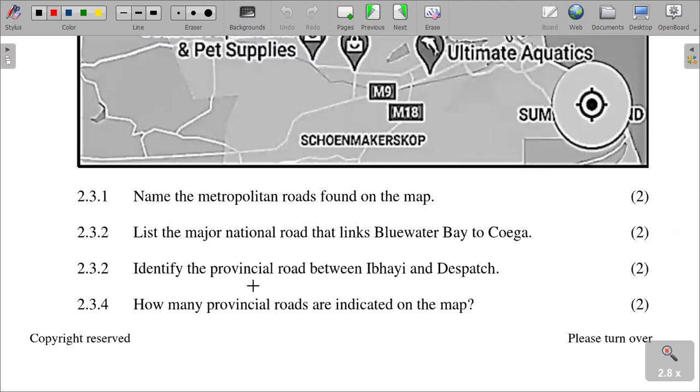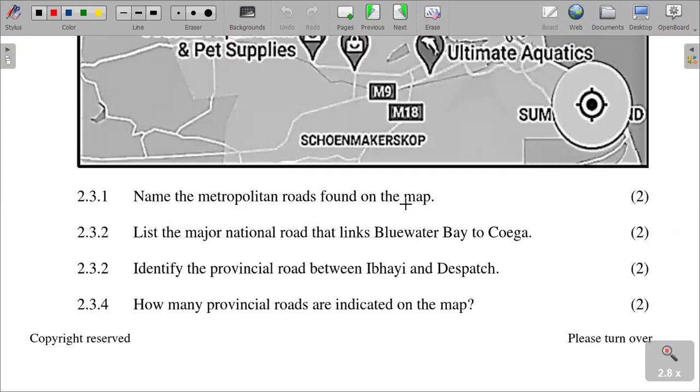Name the metropolitan roads found on the map. As you can see, we need to understand that these are various roads, and basically you should know your South African map. By knowing your South African map, it is going to be easier for you to go through and maneuver these.